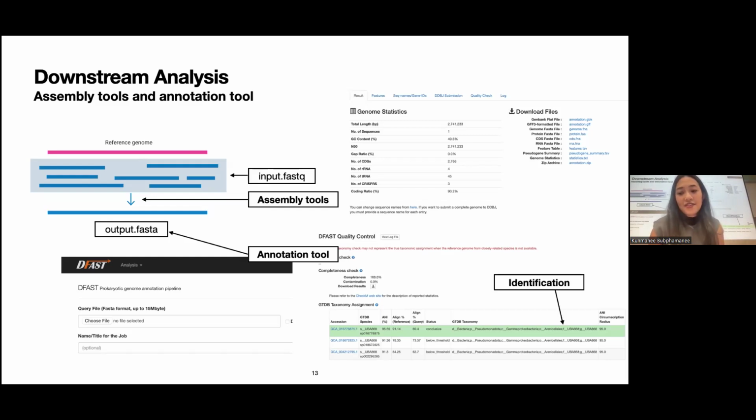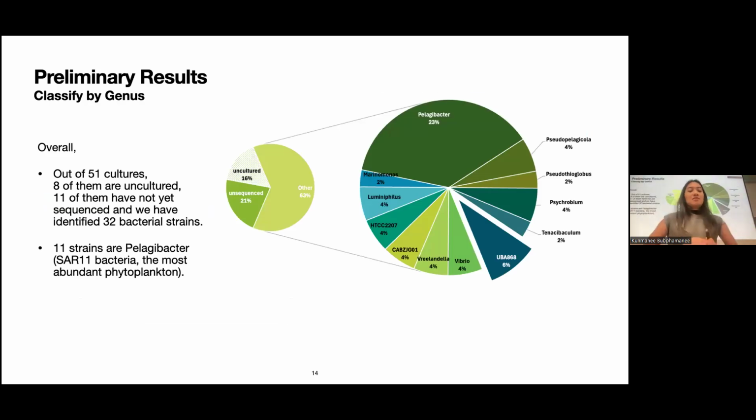And yeah, we get the identification. So overall, out of 51 cultures, 8 of them did not grow in a larger volume for some reason. We have 11 of them ready, but not yet sequenced. And then we have 32 sequenced and identified. From those 32 cultures, we identified all of them, and 11 of them are pelagic bacteria, which is the largest population you see here.